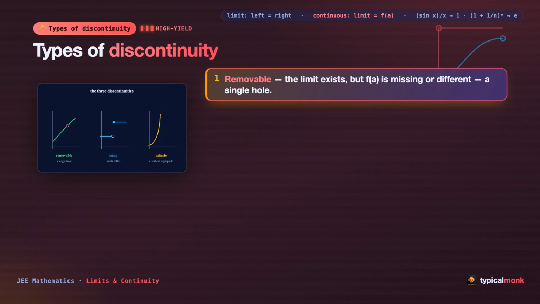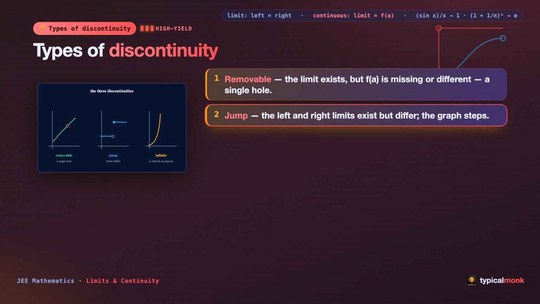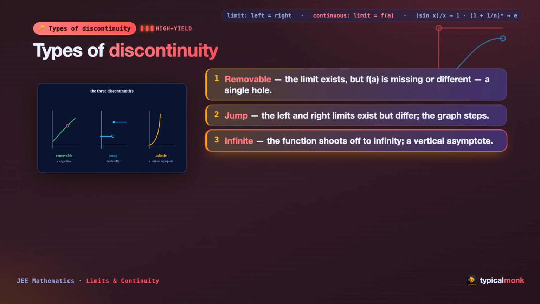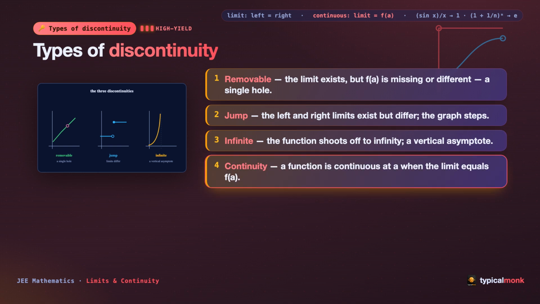The three types of discontinuity. Removable. The limit exists, but f of a is missing or has a different value. A single hole in the graph. Jump. The left and right limits both exist, but they differ, so the graph takes a step. Infinite. The function shoots off to infinity, a vertical asymptote. Continuity. A function is continuous at a exactly when the limit equals f of a.